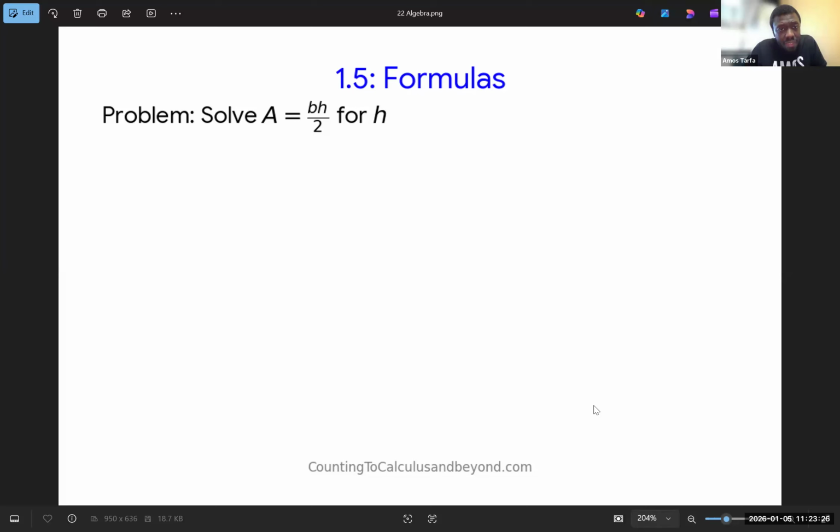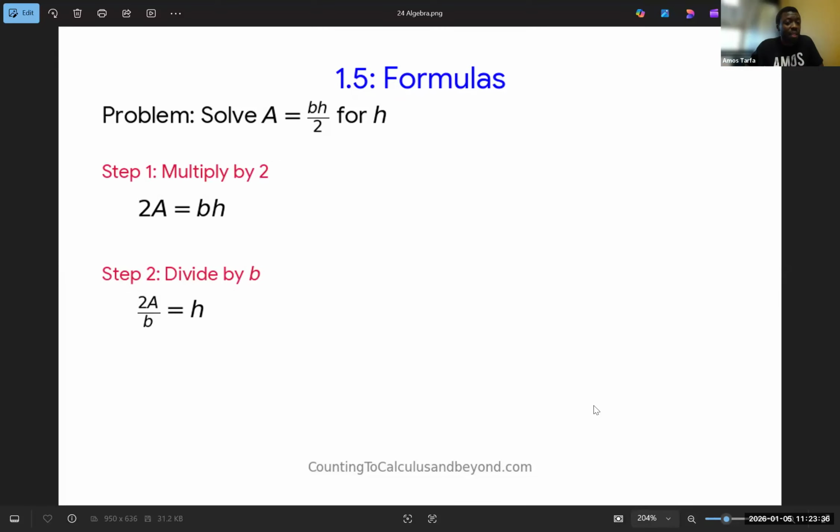What do we do to both sides? Multiply both sides by 2. Now we have 2a is equal to b times h. Guess what? We can actually divide both sides by b. So that's how we solve for h. There's going to be more practice problems and examples for you, but this is just a good start of an example of solving for the height if you know the base and the area of a shape.